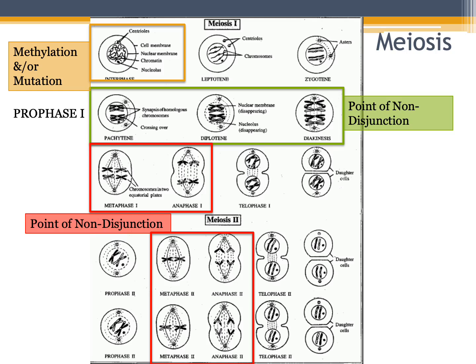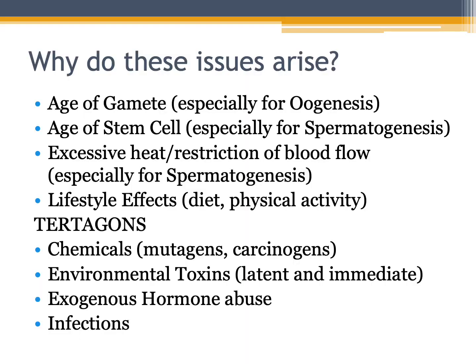So why do some of these issues come about? Well, there are issues such as the age of the gametes, in which they become less responsive to the actual signals coming about. There could be issues, particularly with spermatogenesis, due to heat and restriction of blood flow. Remember, these are aerobic obligated tissues which need constant rates of perfusion in order to normally do their metabolism. We can have lifestyle effects such as diet and physical activity issues causing changes within gametogenic processes.